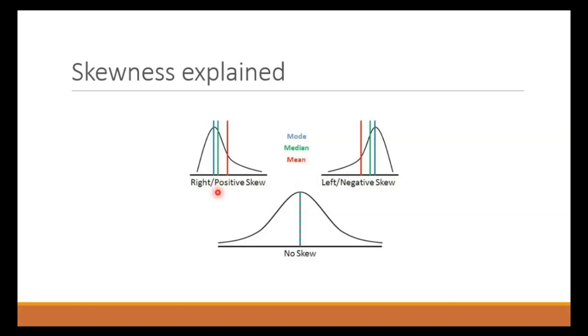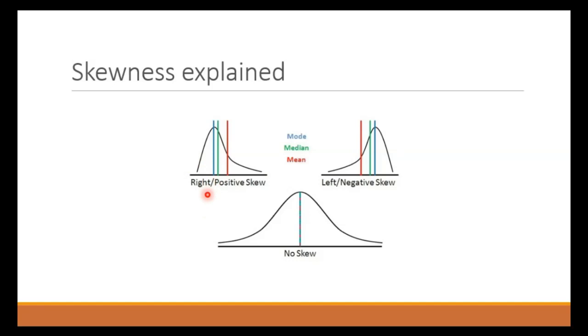First is right skewed data. In right skewed data, most of your data lies at one side of the mean. Here you can see the red line represents the mean of your data, and most of your data, like this curve, lies on the left side. So if most of your data, 75-80%, lies on the left side of your mean, then it is considered right skewed data.